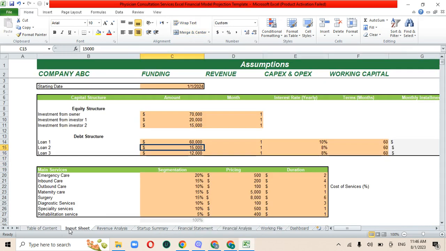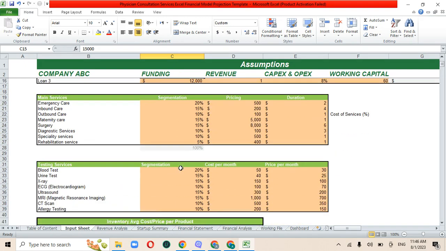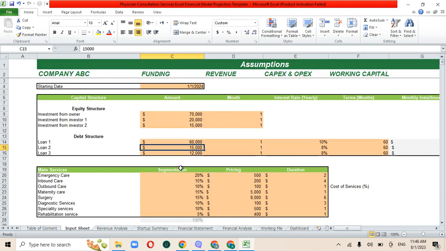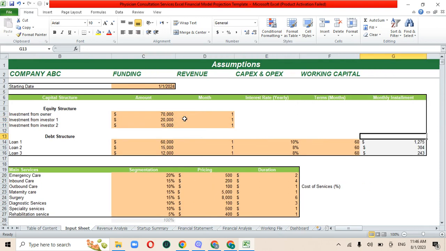Starting with the input sheet, it includes all the assumptions related to your business, including the capital structure, the services provided by your business, inventory assumptions, and so on and so forth. These peach-colored cells are the assumed amounts, and these gray-colored cells are the formulas. Now, if I change this amount, you can see that the model will update itself.